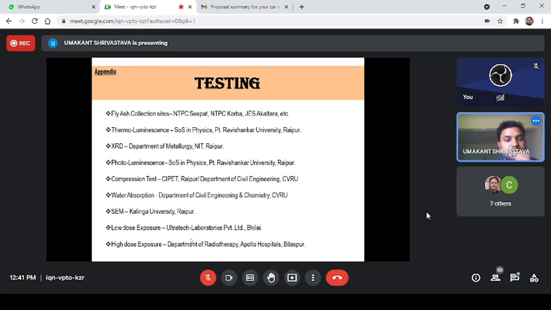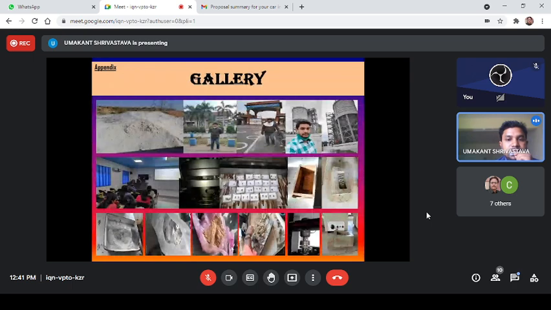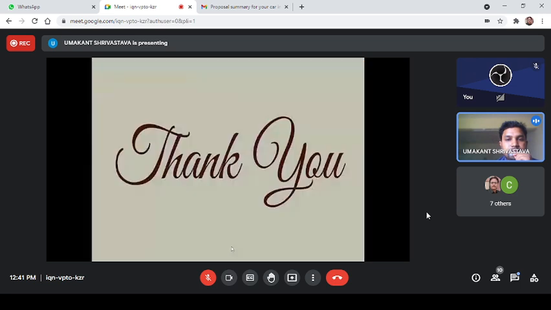Scanning electron microscopy I did at Kalinga University Raipur at low dose exposure, and all the TLD manufacturing process was done at Ultratech Laboratories Bhilai, and the high dose exposure of these discs was taken at the Department of Radiotherapy, Apollo Hospitals, Bilaspur. These are some pictures of the whole work I have taken. Thank you.